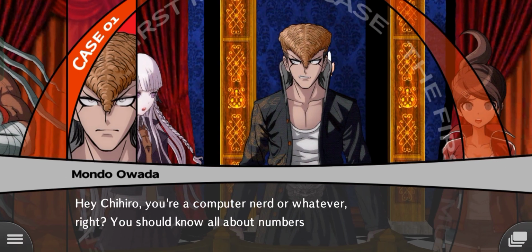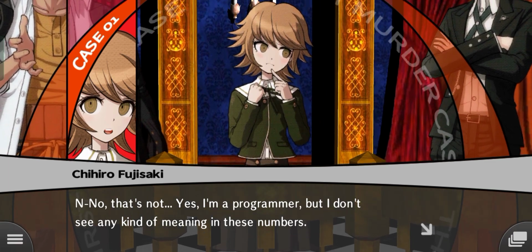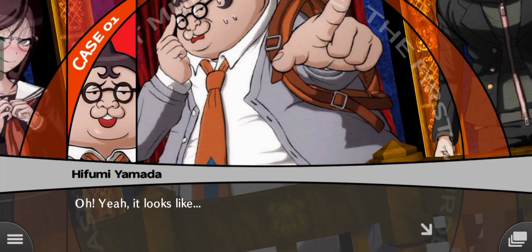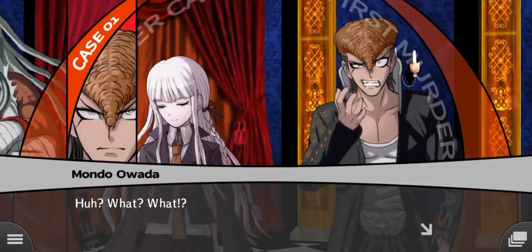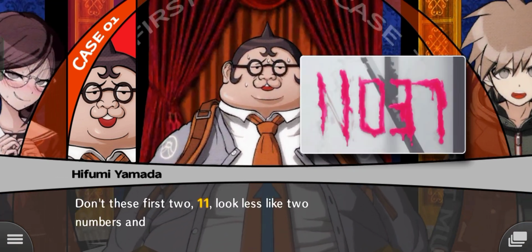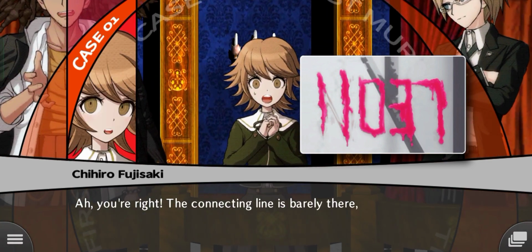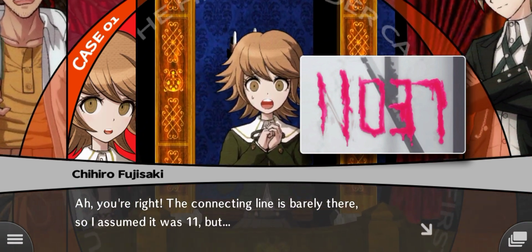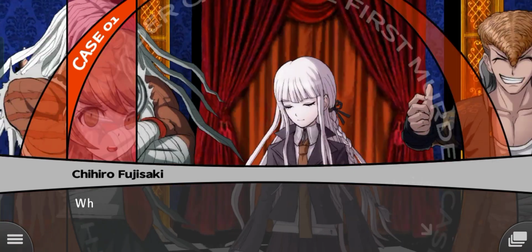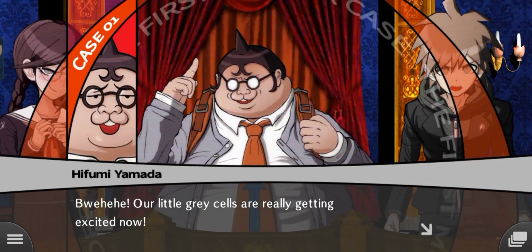11037? Hey, Chihiro. You're a computer nerd or whatever, right? You should know all about numbers and shit. Yes, I'm a programmer, but I don't see any kind of meaning in these numbers. Of course. It's because they're not numbers. Look at the numbers, assuming they're not numbers. Don't these first two, 1-1, look less like two numbers and more like one letter? Ah, you're right. The connecting line is barely there, so I assumed it was 1-1, but looking at it now, you could also read it as an N. Whoa, you might have finally just said something worth a shit. Our little granny cells are really getting excited now.